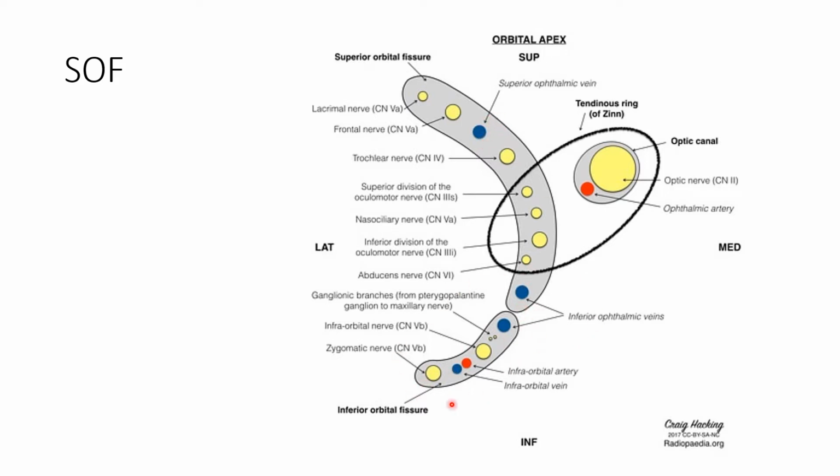No need to draw this fissure. This is called the inferior orbital fissure. No need to draw. Only the superior orbital fissure is the important area. And here you can see the common tendinous ring, which encircles the fissure as well as the optic canal. But we want only the structures present in the superior orbital fissure.